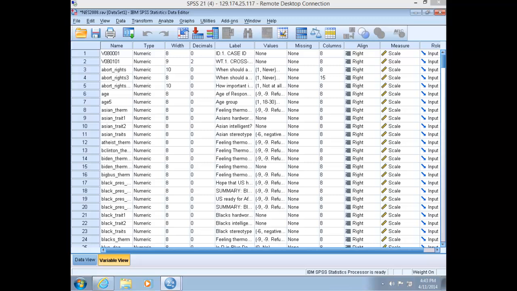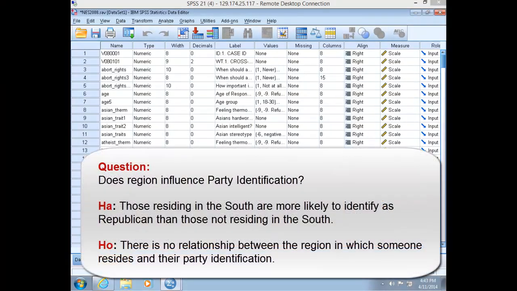So let's get started in SPSS. We've already opened the NES dataset, so let's think about a research question we may want to ask. How about, does the region in which someone resides influence party identification? After coming up with a research question, it is important to identify independent and dependent variables and to establish a research hypothesis and null hypothesis. So in this case, region is our independent variable and party identification is our dependent variable.